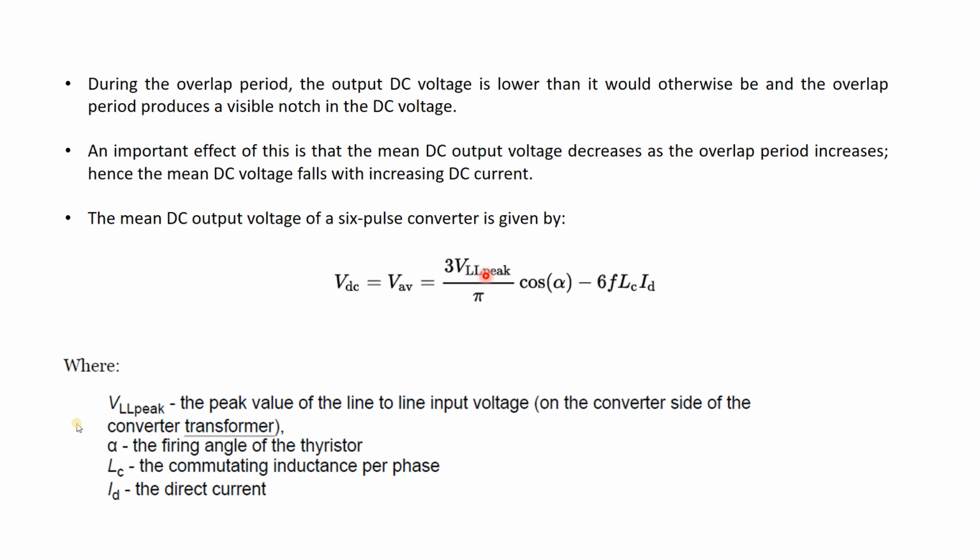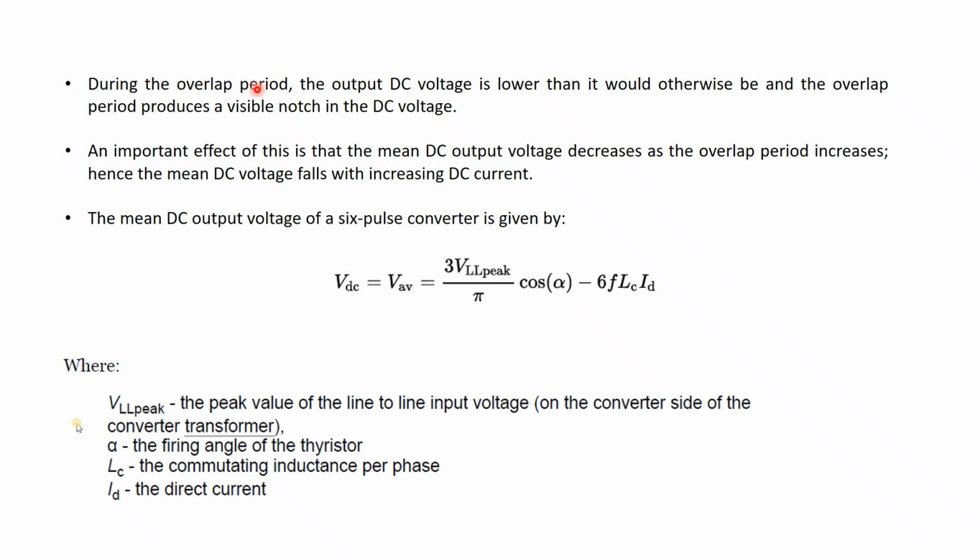After the voltage is stepped up by the converting transformer, the input is given to the converting station for rectification. So before rectification, the line to line peak voltage of the AC voltage is VLL peak, this voltage times 3, because it's 3 phase, and after doing this calculation we get the DC average voltage. But alpha is the firing angle of the thyristor.